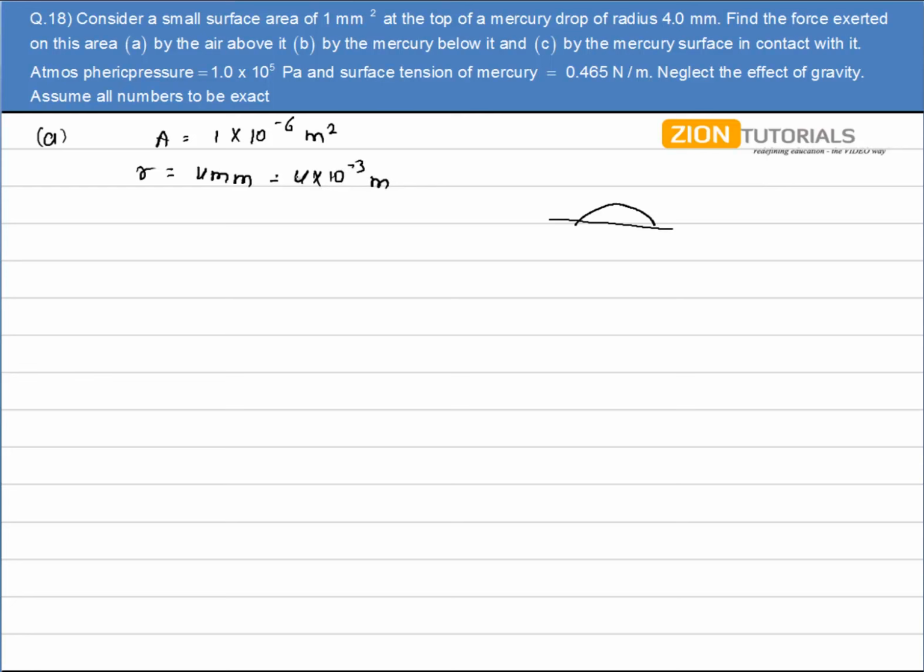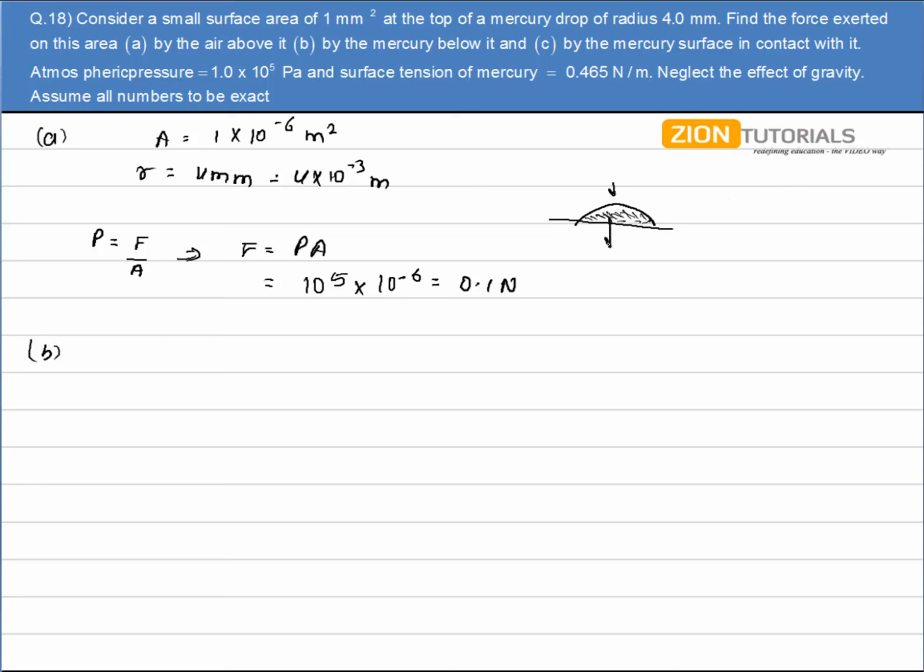Okay, now I have to calculate the pressure. Pressure is given by force upon area, and force is given by pressure into area. So first of all I have to calculate the force by the air above it. There will be an atmospheric pressure P0, that is given by 10 to the power 5 pascals. Area of cross section is given as 10 to the power minus 6, so it comes out to be 0.1 Newton. Fine. In the second case, by the mercury below it, I have to calculate the force that is exerted by the complete mercury over here.